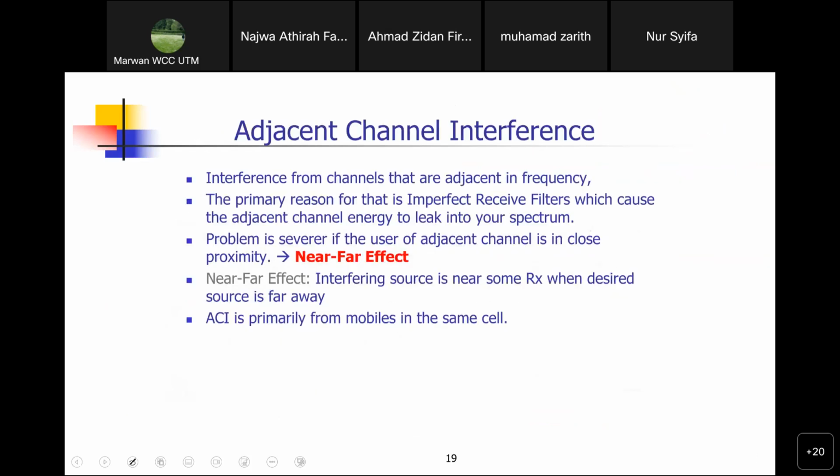So next we look at adjacent channel interference. What does it mean? This is between F1 and F2. Once you put a filter, you don't want F2 to go in. So this is the adjacent channel interference: interference from a channel that is adjacent in frequency. The primary reason for that is an imperfect receive filter.